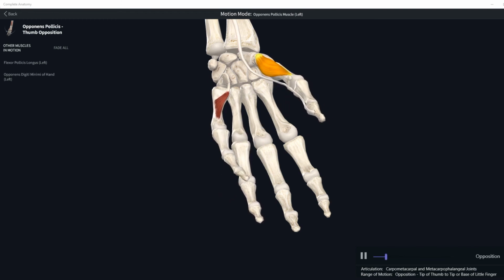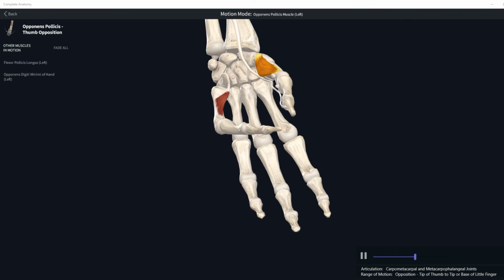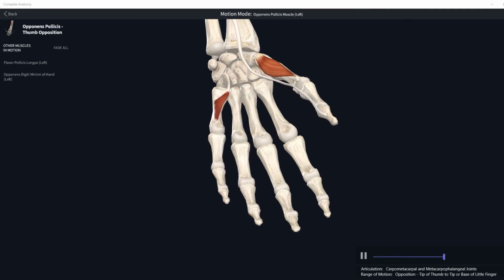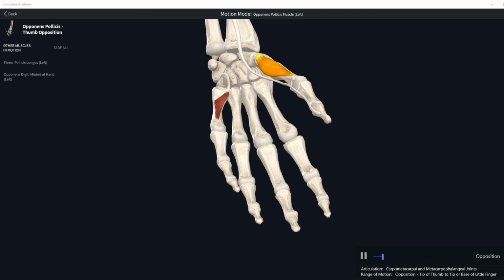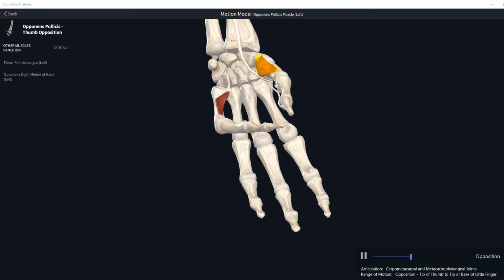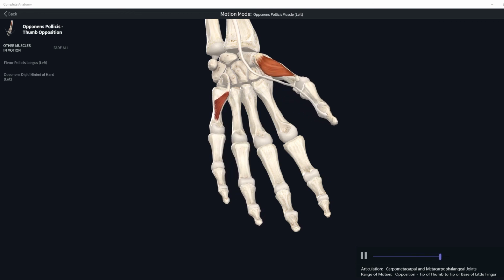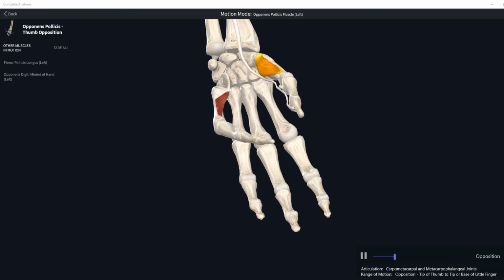Speaking of unique movements, you can perform opposition and reposition with your thumb. The opposable thumb allows us to move it towards the fingers, like an OK sign, and back to anatomical position. Moving your thumb towards your fingers would be opposition, and returning to anatomical position would be reposition.